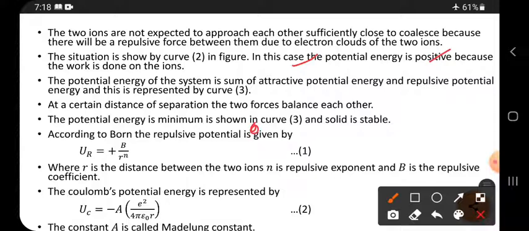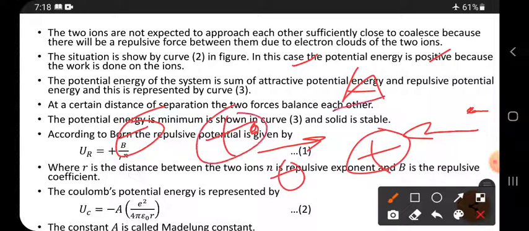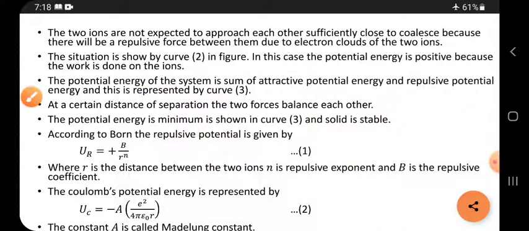When one ion is here and another ion is far away from it, at a very large distance, attraction will be present. Attraction is negative. Why is attraction negative? Attraction is between positive and negative ions only, either negative-positive or positive-negative. That attraction can be shown by negative potential energy.